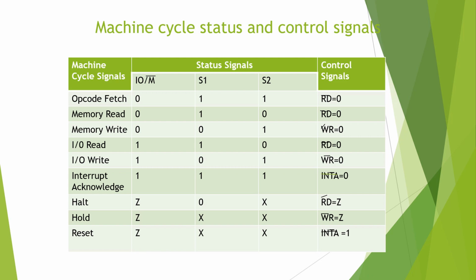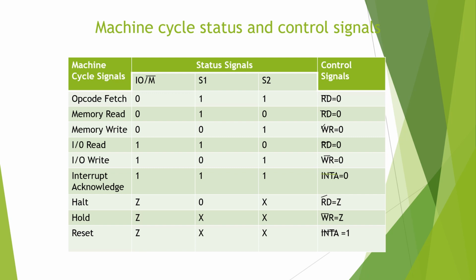When the status signal is 0, 1, 1, it indicates opcode fetch from memory, and the RD signal becomes low to activate the memory. When the status signal is 0, 1, 0, the machine cycle becomes memory read, and the control signal RD becomes low to activate the memory to read the data. When the status signal is 0, 0, 1, the machine cycle is memory write, and the control signal WR becomes active low to activate the memory for writing.